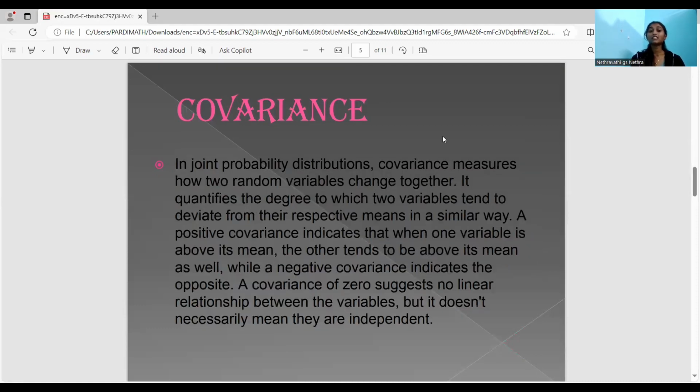And the covariance. In a joint probability distribution, covariance measures how two random variables change together. It quantifies the degree to which the two variables tend to deviate from their respective means in a similar way. A positive covariance indicates that when one variable is above its mean, the other tends to be above its mean as well, while a negative covariance indicates the opposite. A covariance of 0 suggests no linear relationship between the variables, but it doesn't necessarily mean that they are independent.